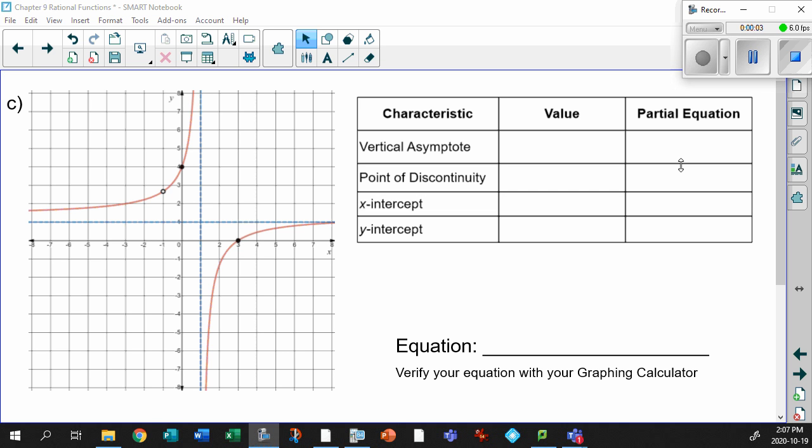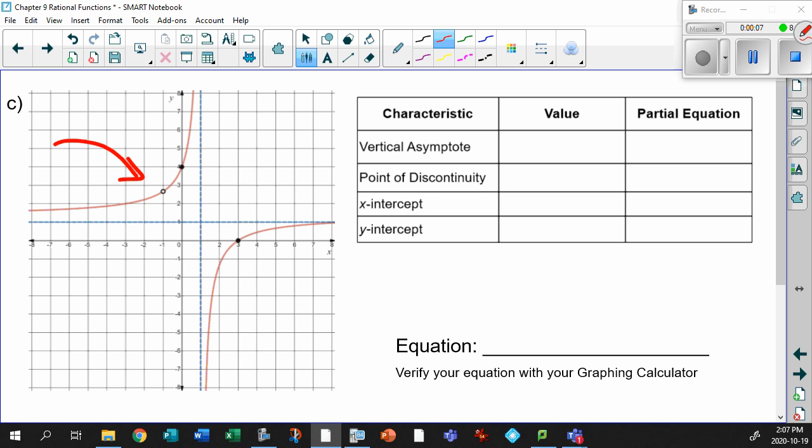Check out this. Look at this. This is our first point of discontinuity. Don't freak out. Just remember what I taught you. Go back and start with everything we have here. We'll get to the point of discontinuity in a second. Don't worry about it. Vertical asymptote.